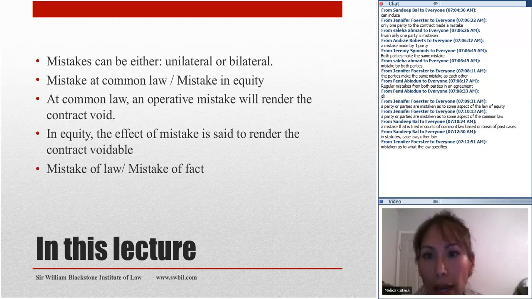Exactly. In a statute, case law, other law, mistaken as to what the law specifies. Yes. Mistake of law, in English contract law, has long barred relief where the mistake was one of law rather than of fact. There was no mistake of law sufficient to render the contract void.